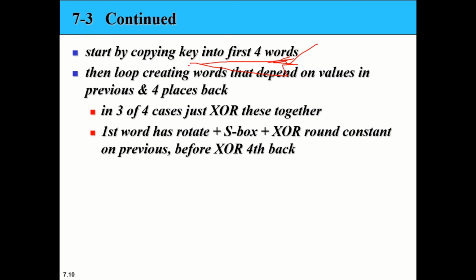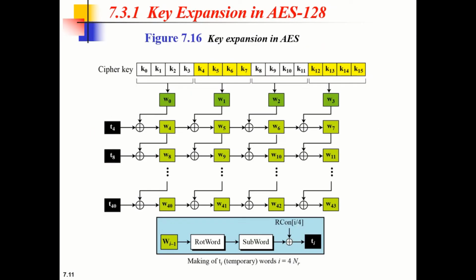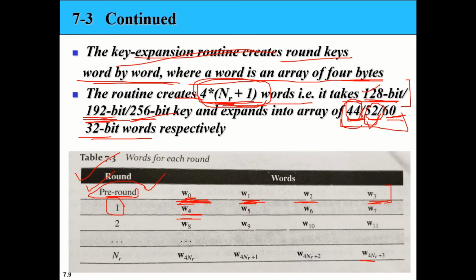Then we loop, creating words that depend on the values in the previous place and four places back. Now what does this point mean? It says that now we have to start creating W4. This W4 will depend on the previous words which have appeared before it, right? So W4, W5, all of these will depend on the previous words. With this, W4 may depend on W0, W1, W2, W3.